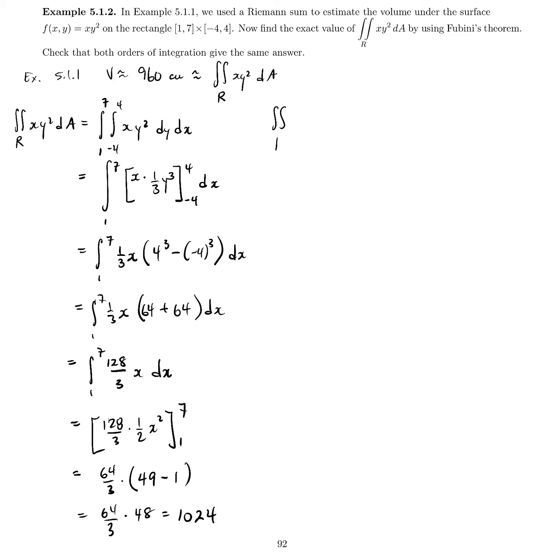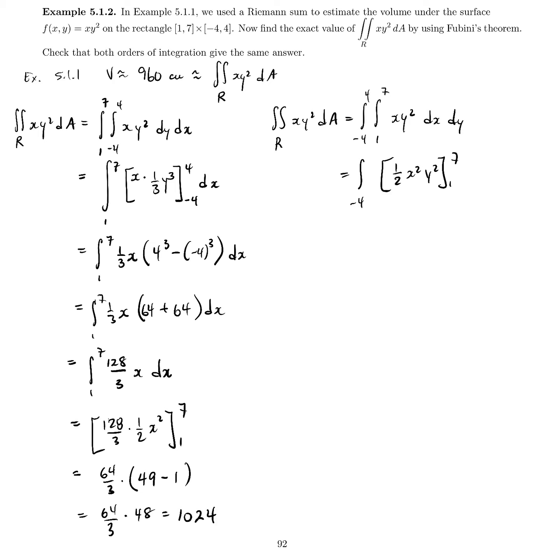So the double integral over R of x y squared dA should also be the integral now from minus 4 to 4 of the integral from 1 to 7 of x y squared. And notice if I've switched the integrals, I have to switch the dx and the dy. So here I'm going to get dx dy. Now the inner integral is with respect to x. So I'm going to take an antiderivative with respect to x, which is going to be 1/2 x squared. y squared is just a constant. This will be evaluated from 1 to 7.